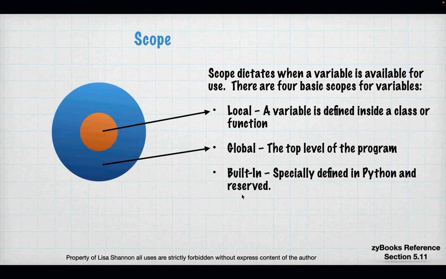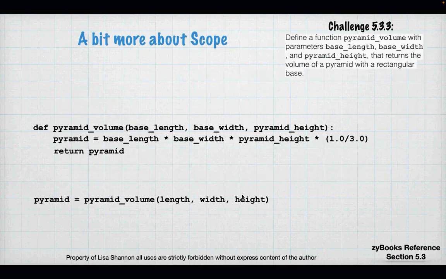Okay, so I've been talking about scope. I should have put this in the beginning again. We have the local scope, which is a variable defined in a class or a function. The global scope, which we've talked about a lot in this class. And don't worry about the built-in.